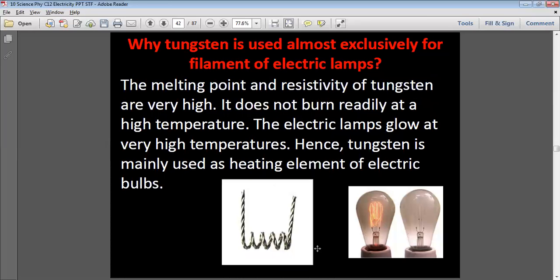Why is tungsten used almost exclusively for the filament in electric lamps? Because tungsten has more resistance compared to other filaments. The melting point and resistivity of tungsten are very high. It does not burn readily at a high temperature, and the electric lamp glows at a very high temperature. Hence, tungsten is mainly used for the heating element of an electric bulb.